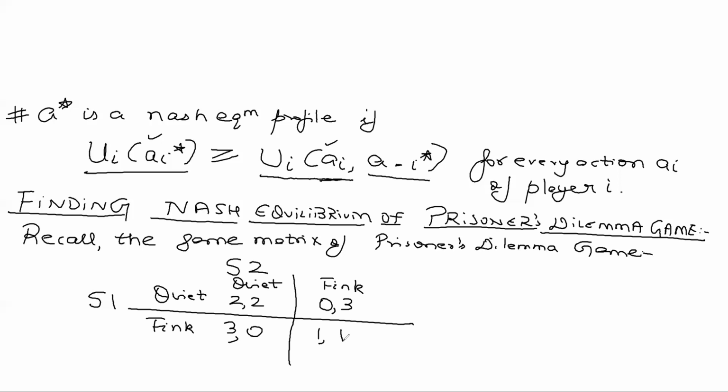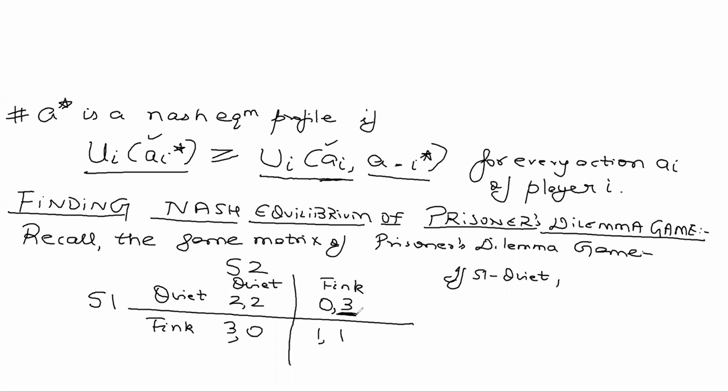If suspect 1 remains quiet, let's look at suspect 1. If suspect 1 remains quiet, what will suspect 2 do? Will suspect 2 be quiet or will suspect 2 think? If suspect 2 remains quiet, she gets a payoff of 2. If suspect 2 thinks, she gets a payoff of 3. 3 is more than 2. So what will suspect 2 do? Suspect 2 will think. So I put a dash here. When suspect 1 remains quiet, suspect 2 will think.